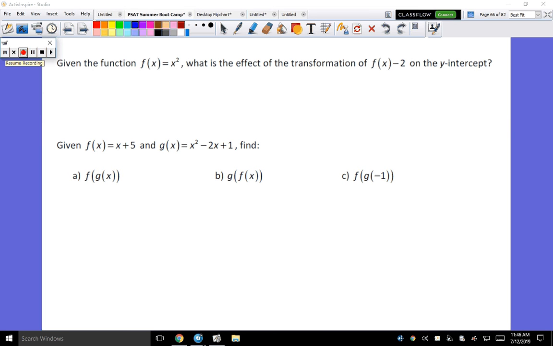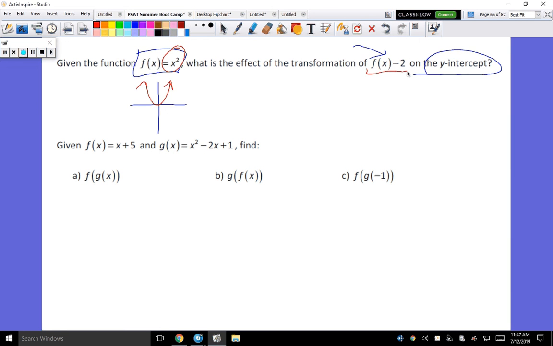Alright, so we have the following given, and we are trying to find these composites. So we're given x squared, and what is the effect that this has on the transformation on the y-intercept? Your y-intercept would be -2, yep, because this is here. And this was a vertical shift 2 down, so the graph would look like this. So the y-intercept is y is -2, otherwise (0, -2).